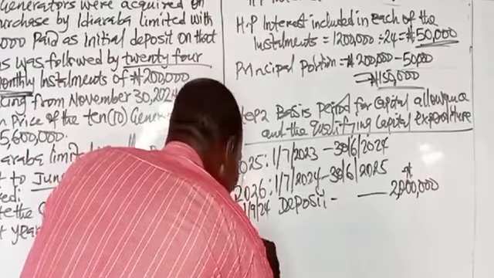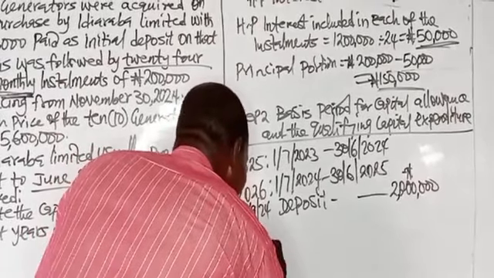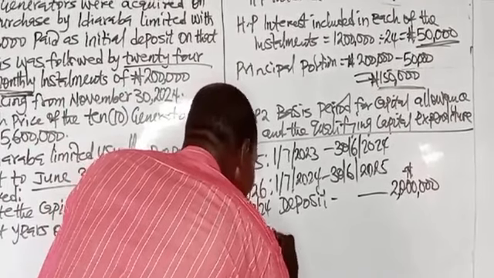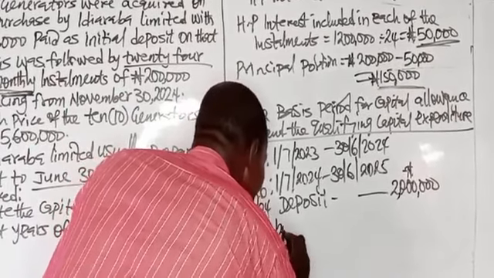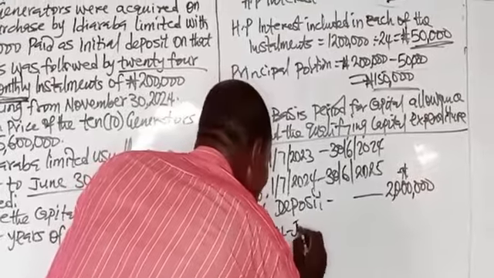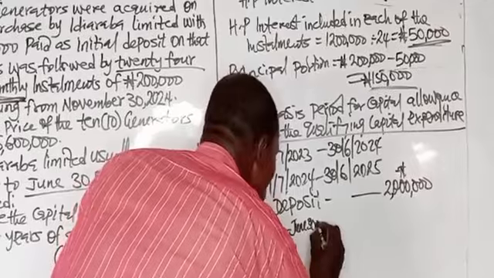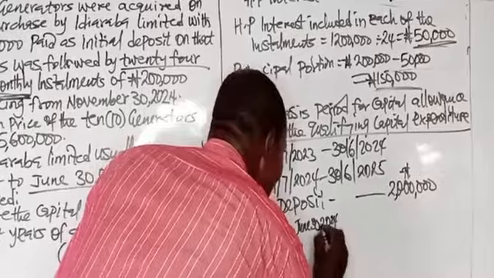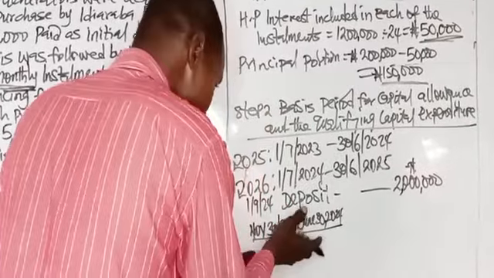So that means installments from November 30, 2024 to June 30, 2025. That is the installments that fall within this period.